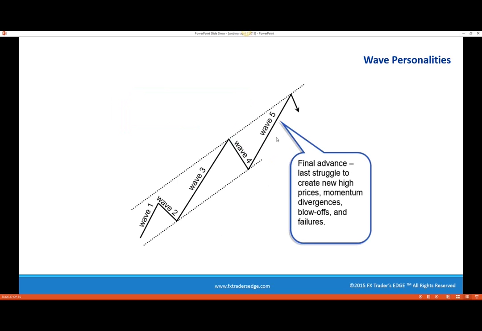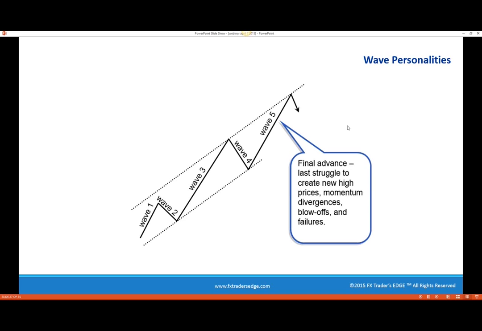Wave 5 is the last advance, the last struggle to create new high prices, and this is where we see momentum divergences like we showed you, and this is where you're going to draw your channels and you're going to look for your trend line break and your 1, 2, 3 reversal. And this is very, very exciting when you do see the end of a trend move, because if it really is the end of a trend, whether it's a trend to move lower or a trend to move higher, if you spot it and you can get in early and you're in sync with the move, it can be a nice trade.